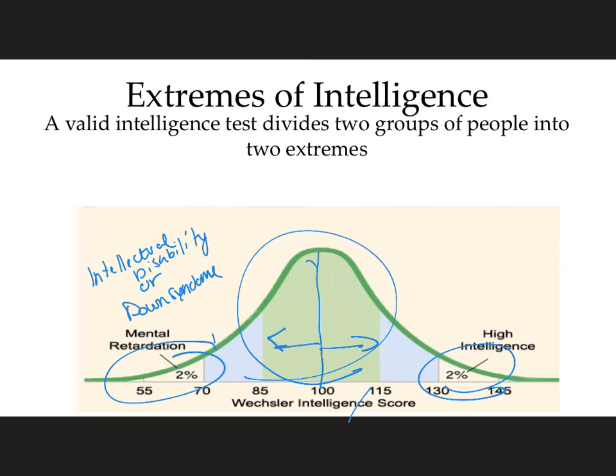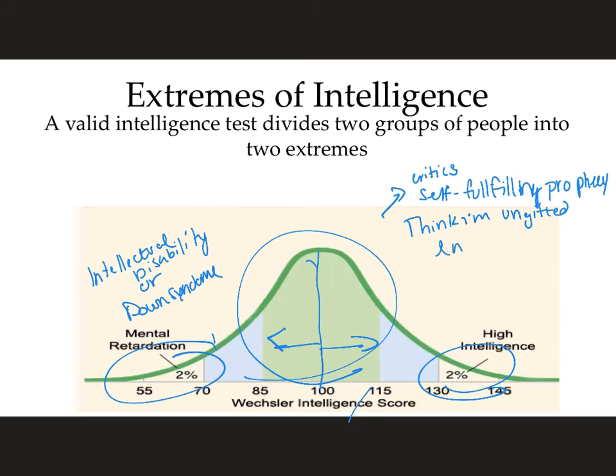Now, something to be aware of, though, with these extremes of intelligence and how you label students or children, is there are critics because of what we call the self-fulfilling prophecy. So if you think I'm ungifted, I may act ungifted, or I may end up ungifted.